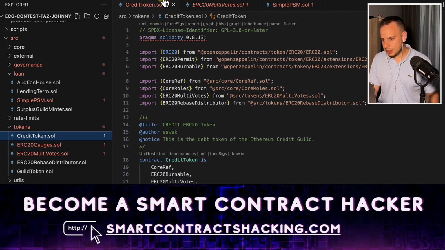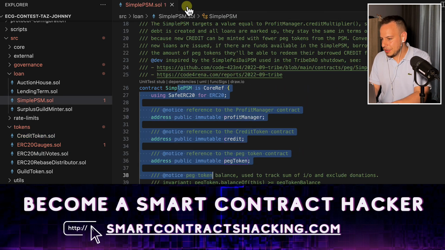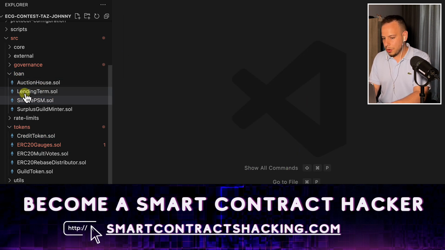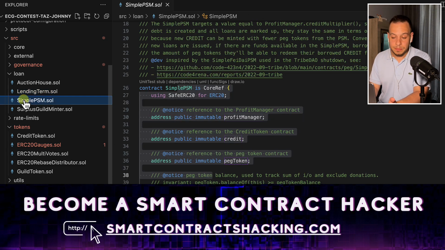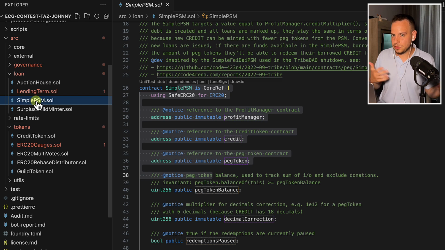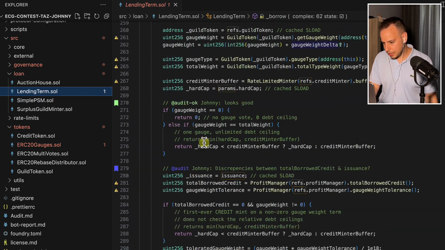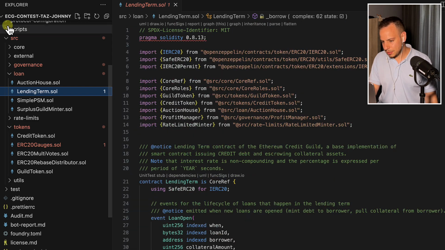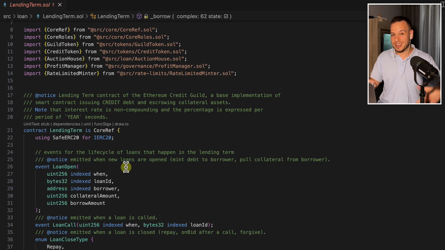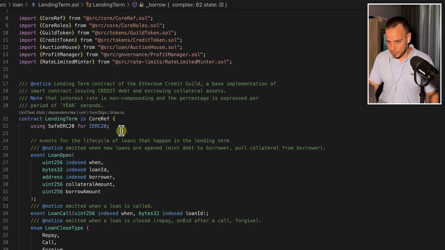Yeah. So these are the tokens that we have in the system. We have the governance token and this credit token. We already talked about lending term and simple PSM. Simple PSM makes sure that the credit token is pegged to the collateral, and the lending term is a bit more complicated. This one is actually the logic of the lending term, but there could be a lot of lending terms deployed using minimal proxies, clones in OpenZeppelin.